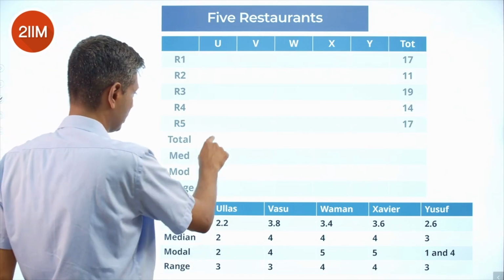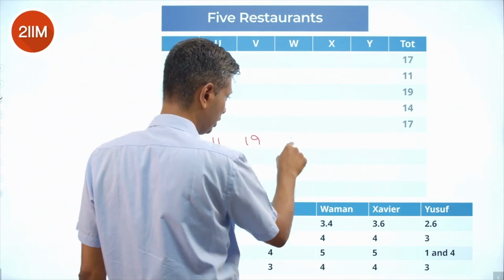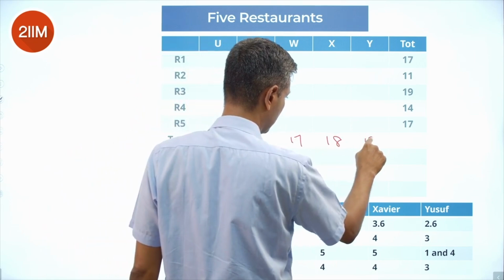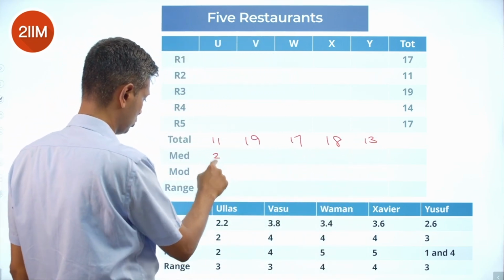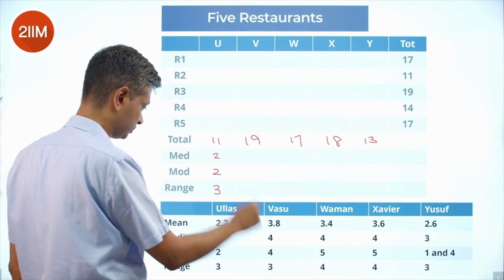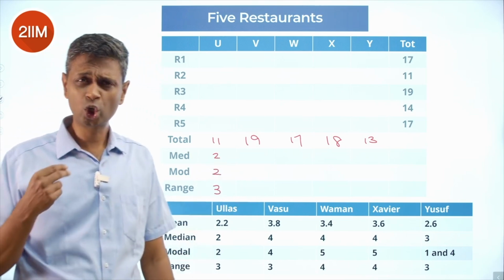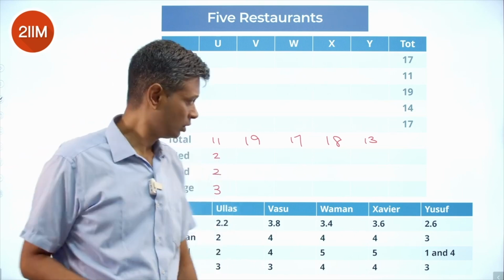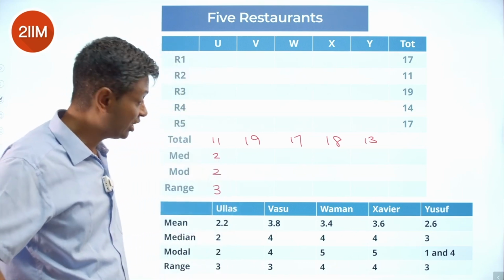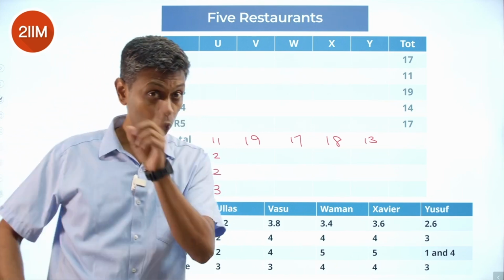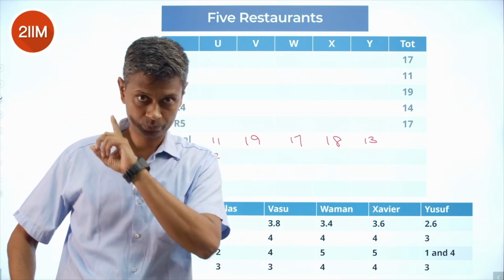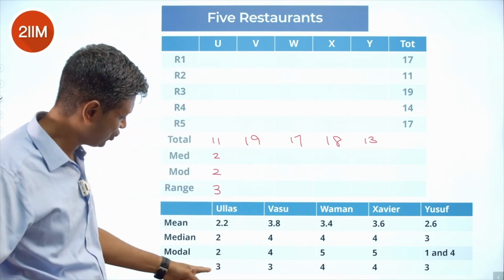The totals are 11, 19, 17, 18, and 13. The median is 2, mode is 2, range is 3. And 2 occurs twice at least. Median is also 2. The third term is 2. I could have a scenario where I have 2, 2, 2 or 1, 2, 2. Right? The range is 3.